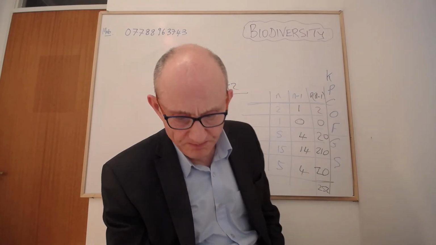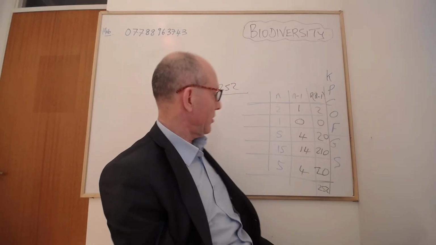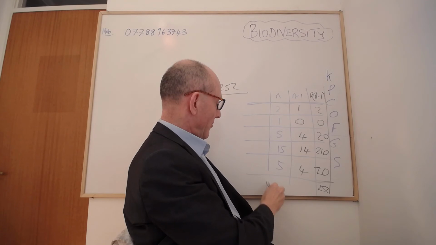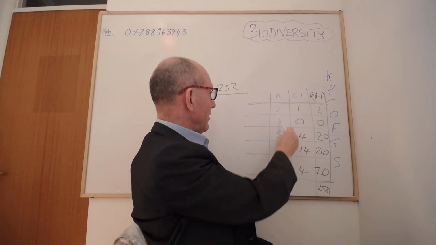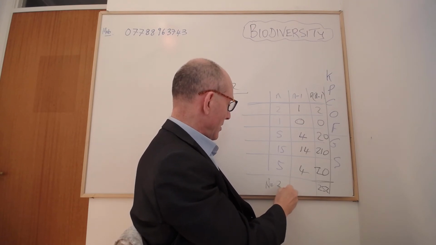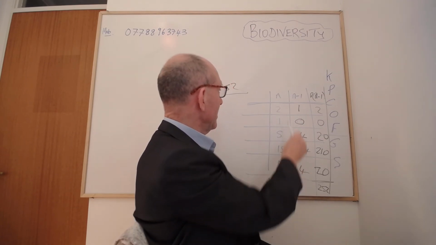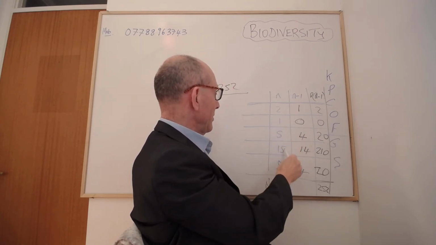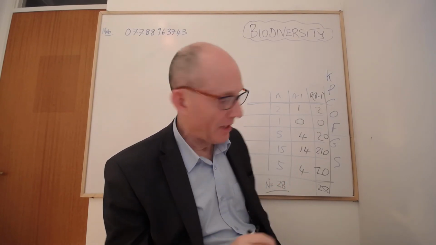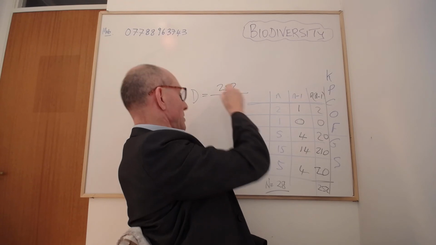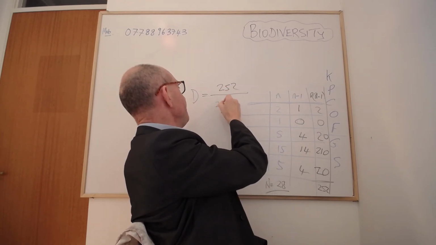And down the bottom is big N and n minus 1. Well, big N is the sum of all the little n's. So big N is the sum of these, which is 25, 26, 28. I think I've got that right. Big N is 28. 2 plus 3 and 5 is 8, 15 is 28. And then you have to multiply big N by n minus 1. So it's 28 by 27.